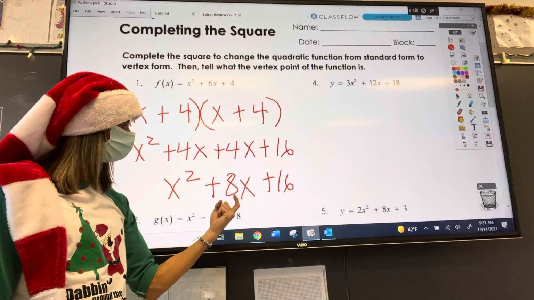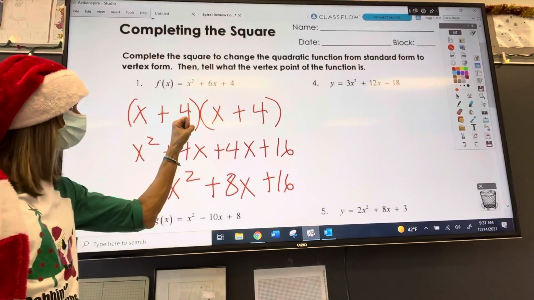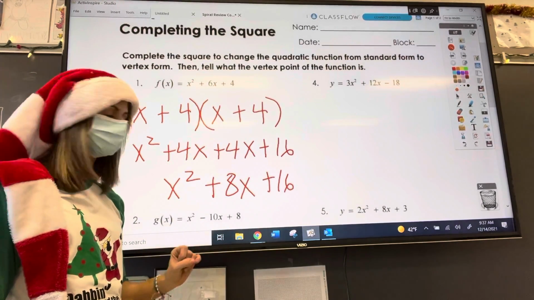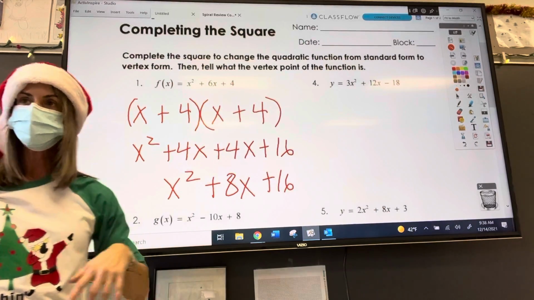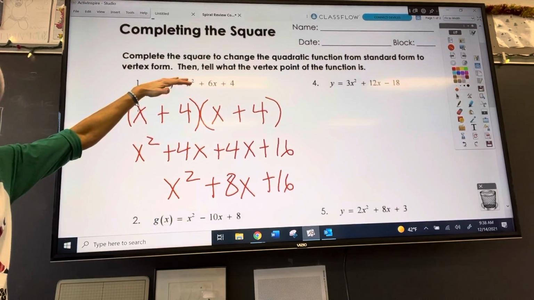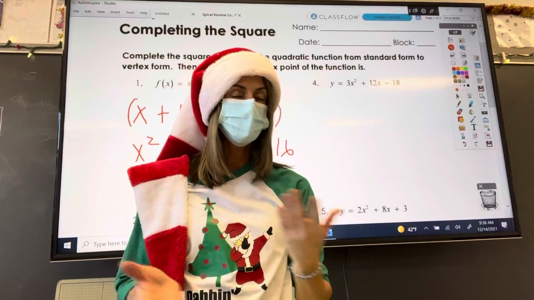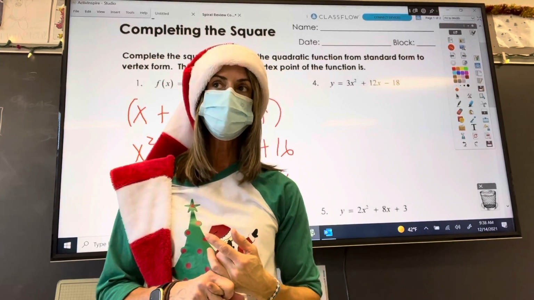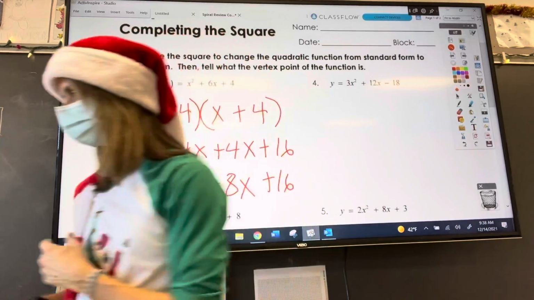When we look at b, we take half of it. Half of 8 is 4, and that becomes the number we need here. And then this number is 4 squared. And that makes these two binomials exactly the same. We're going to be working backwards. So normally, if we got a quadratic like this, the first thing we always try to do is factor. Try to factor it, and say, all right, I can't factor it. Well, maybe we can rewrite this in vertex form.